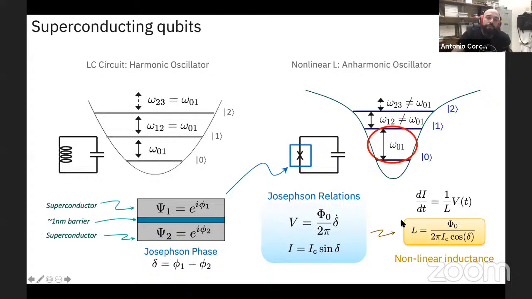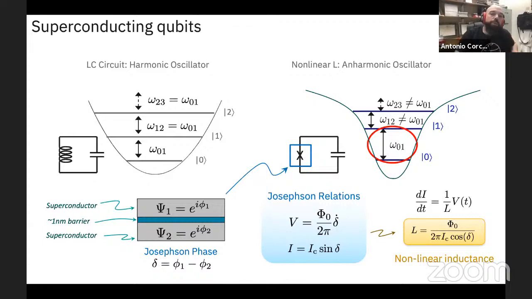So when you describe the junction as an inductance, you realize that it's a nonlinear inductance, and then the potential of your energy spectrum becomes nonlinear, and then you can isolate two levels. So that's the way we can implement a qubit, and we have to remember that there are other levels above. So it's not really a qubit as, for example, an electron spin would be, with only two levels, but we have many levels.